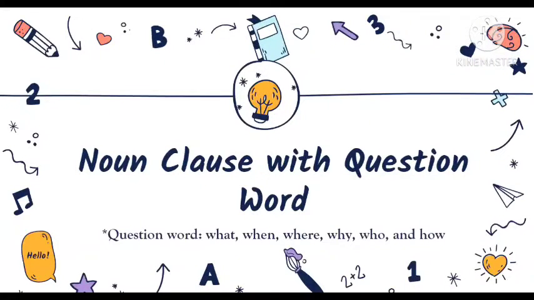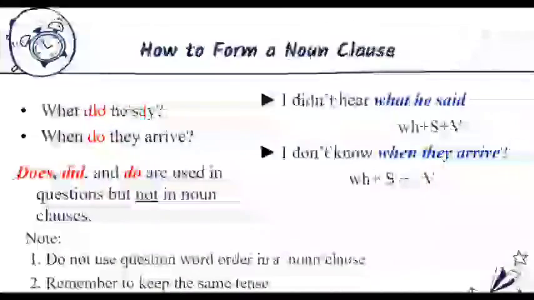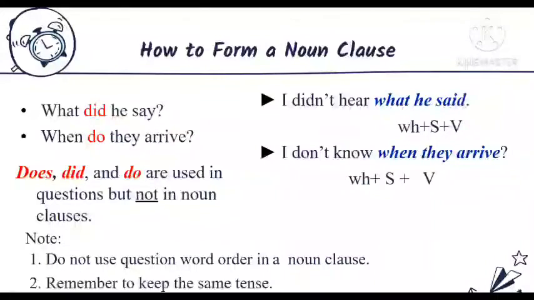Okay, the second one is noun clause with question word. Next, please. A noun clause with question word is a noun clause which consists of question words such as what, why, when, where, and how. And how to form a noun clause, like this.